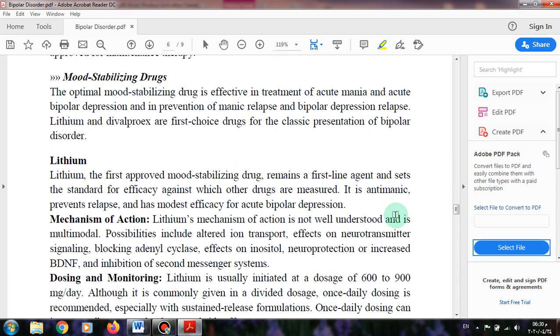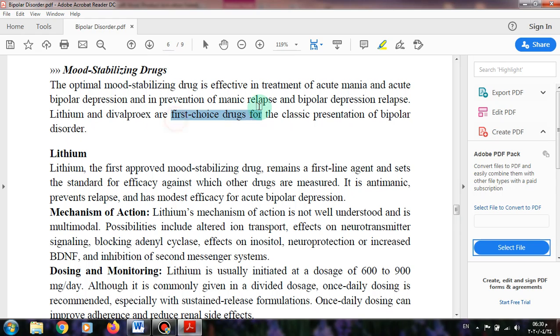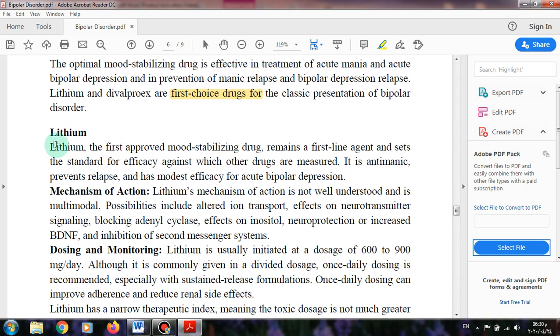Mood stabilizing agents are the first line treatment, or the first choice of treatment, for patients with bipolar disorder. This includes lithium, the prototype of the mood stabilizing agents, which acts as anti-manic, prevents relapses, treats mania, and also has modest efficacy for acute bipolar depression. So it is used for treatment of acute episodes of mania, acute episodes of depression, and also prevention of relapses.